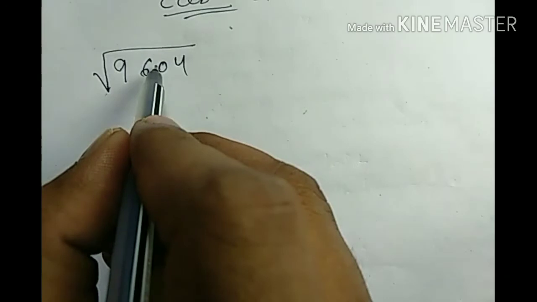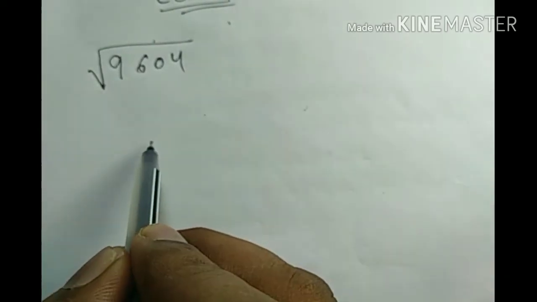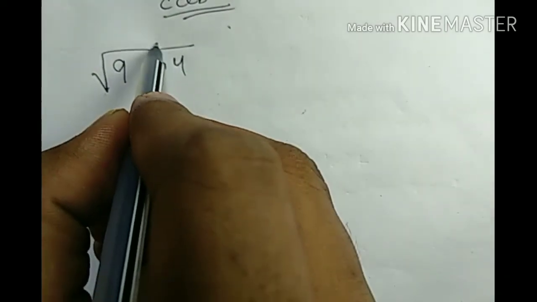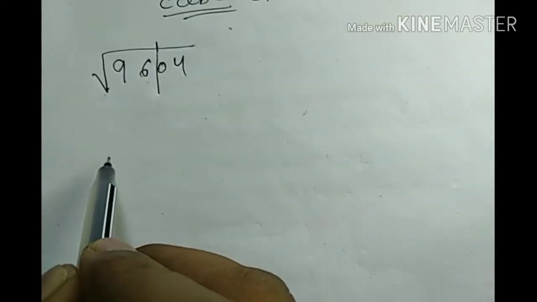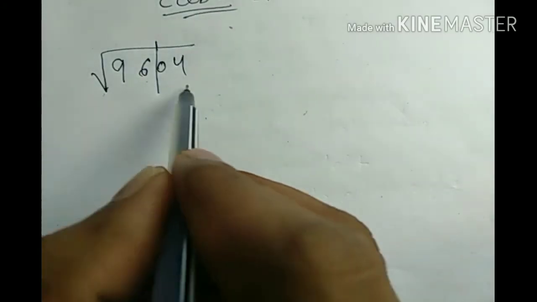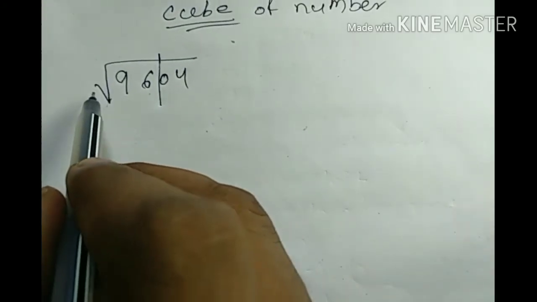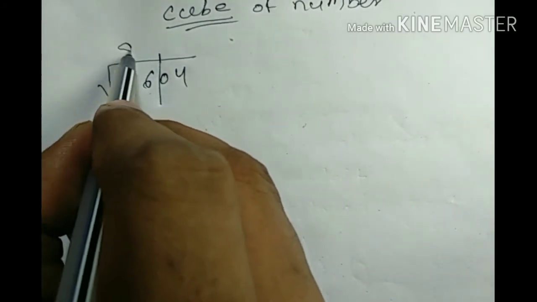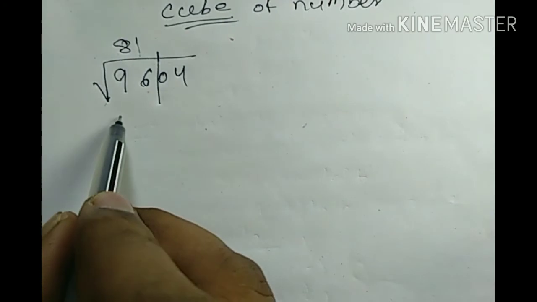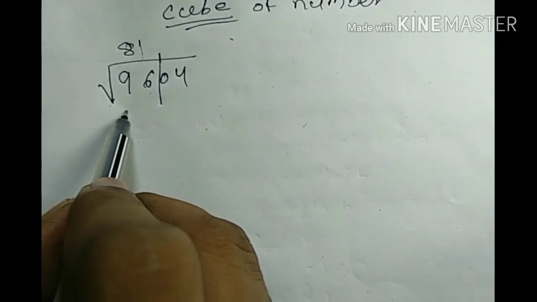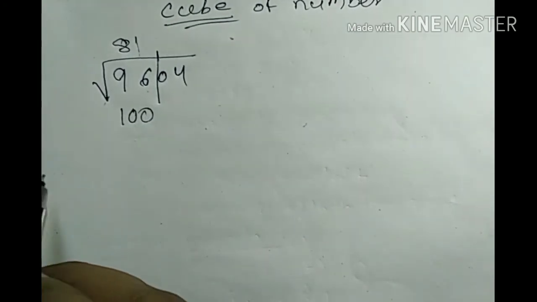Now find the square root of 9604. As I told, separate the number from the right side, two digits from the right side. So the square of the number nearest to 96 is 81 and the other square is 100.